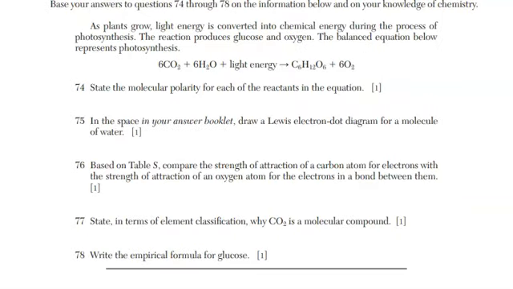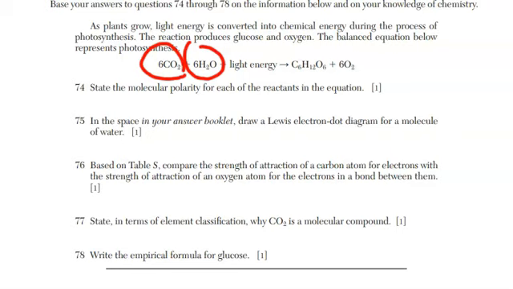Question 74. State the molecular polarity for each of the reactants in this equation. I got carbon dioxide and I have water. These are facts that you really need to memorize instead of trying to figure it out. Many students made a mistake here. Carbon dioxide is a linear molecule. It's one of the molecules with polar bonds, but it is a non-polar molecule. That's CO2. And H2O, polar bonds, and a polar molecule because it is bent shape. That's what we were looking for in 74.